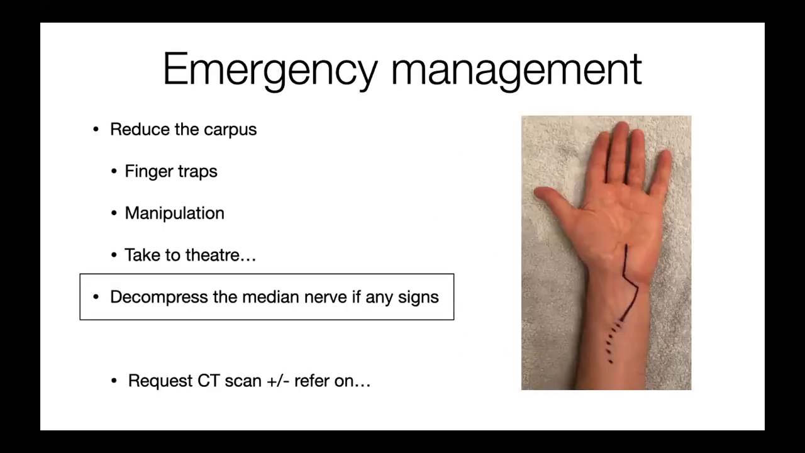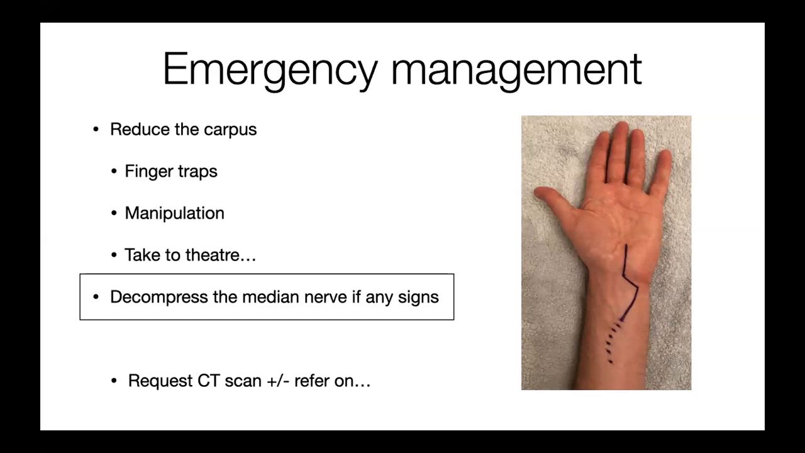Once you've reduced the carpus, decompress the median nerve if there are any signs. I'm happy for this to be done in the operating theatre overnight and for the patient to be made safe. From the perspective of the FRCS, you can then say I would request a CT scan for further assessment and refer on to my local hand surgery service.